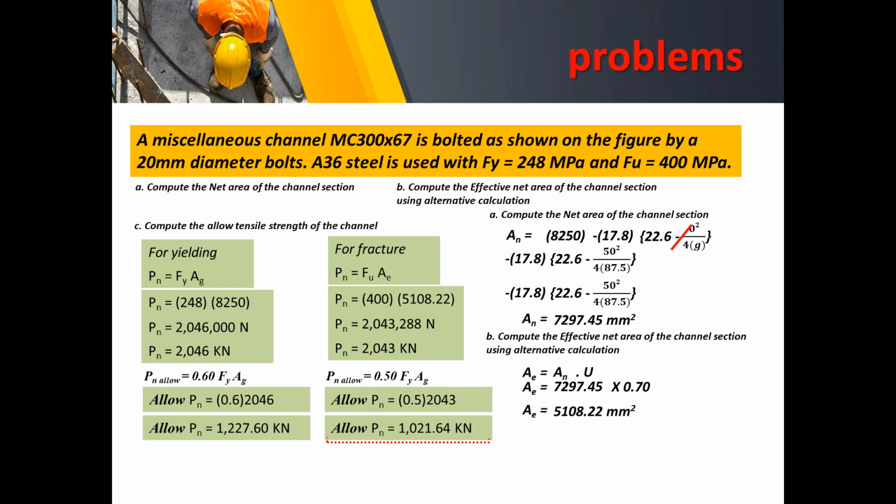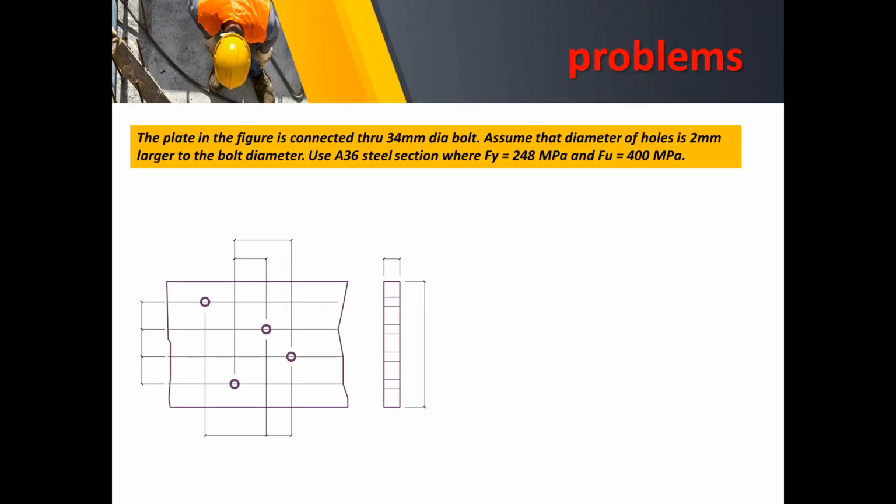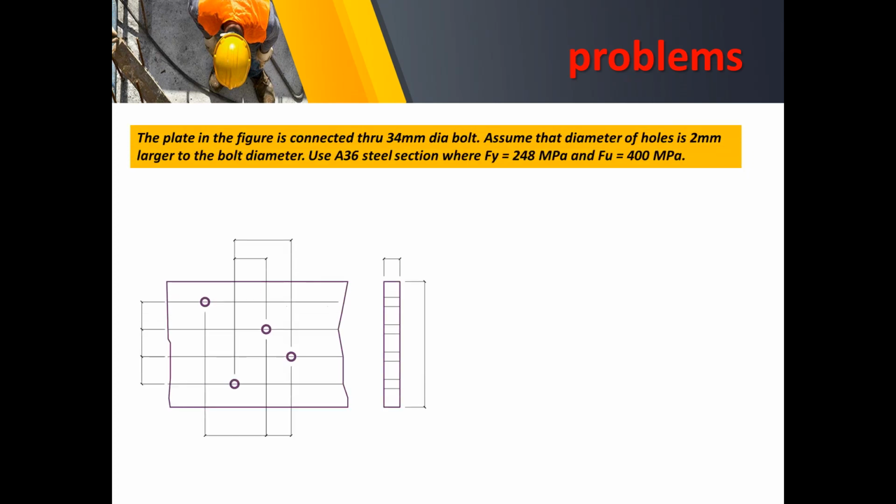So at this point, we are going to choose the least value of the derived allowable loading. Actually, this is using the allowable strength design or ASD method. So moving on to the next problem.